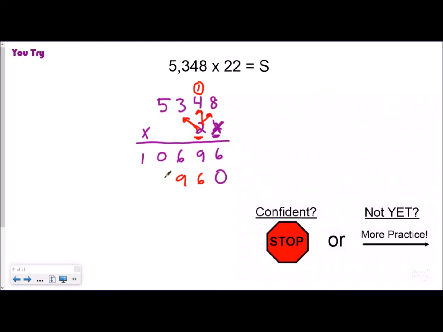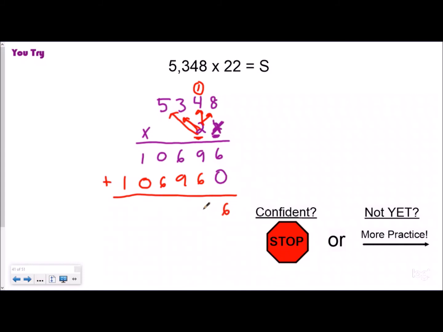2 times 3 is 6, which is really 20 times 300. That's why it's 6,000. That's why my 6 is in the thousands place. And then 2 times 5 is 10. And now I just add my partial products, or my products, together.